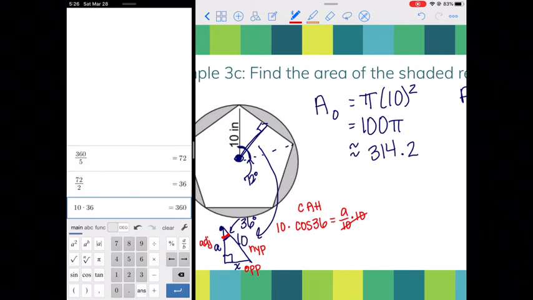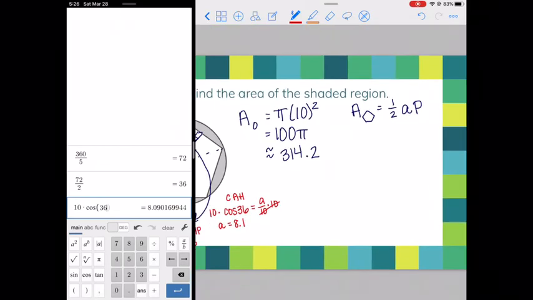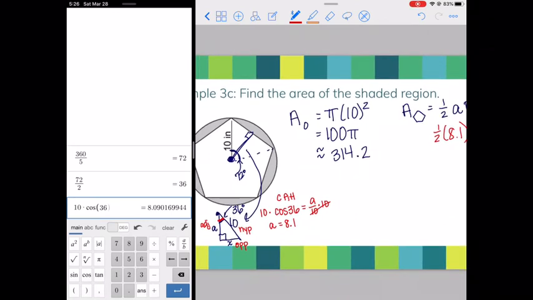So always make sure that your calculator is in degrees, not radians. We want it in degrees whenever we use our sine, our cosine, or our tangent. So this is 10 times cosine of 36. If I change that now, notice that it changes the values. So I want the one that's in degrees. So here, when I do that, A is 8.1 if we round it. So I can go on and plug that into my formula up here. So 1/2 times 8.1.